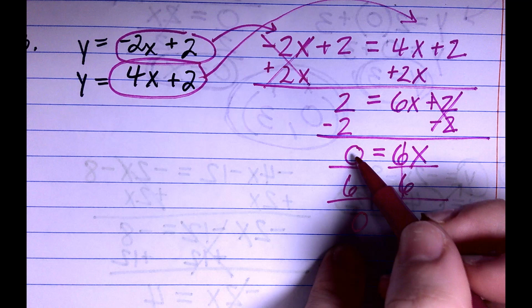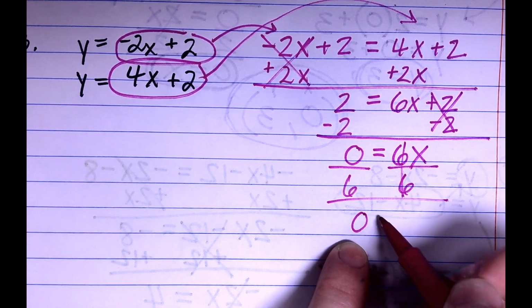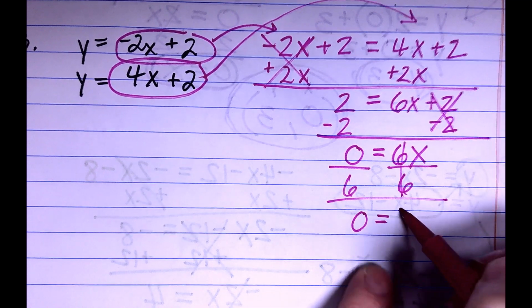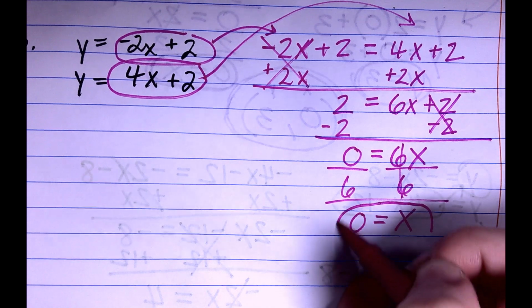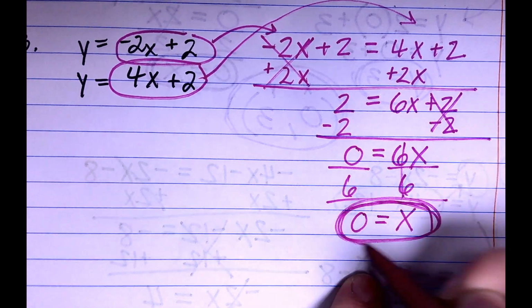Perfect. My 0 divided by 6 is 0. Equals, my 6 is canceled. I bring down my x. My x value is 0.